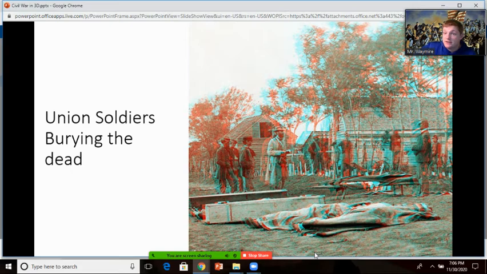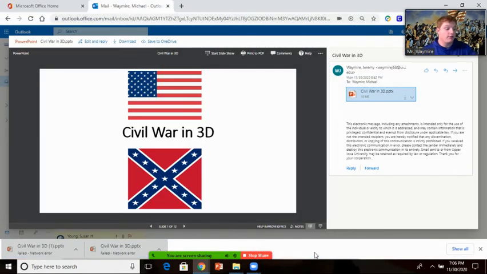The South was trying to secede, but the North had to bring them in. That's the reality of it. And people died. It was tough. So those are just a few examples of the Civil War.